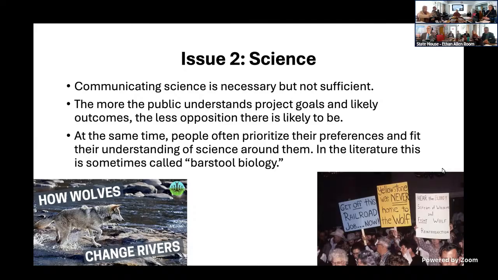But it's human to sometimes prioritize your own preferences and then work your understanding of science around those preferences. In the sociological literature, this is sometimes called barstool biology. And I'll give you two relevant examples here. One is on my right, your left. There's a video that has, I forget how many millions of views on YouTube. Some of you might even have seen it. It's got a lot of hype.